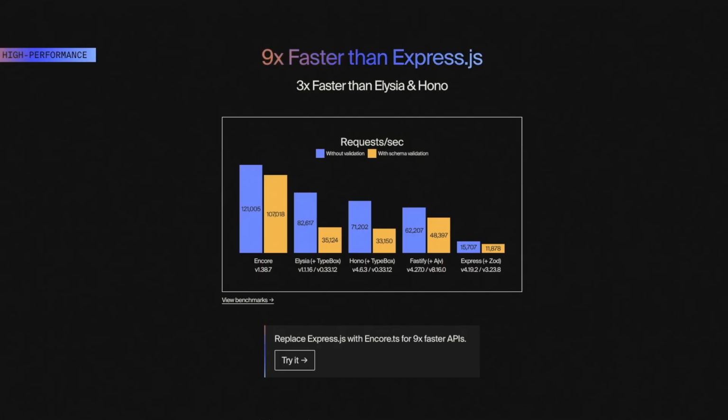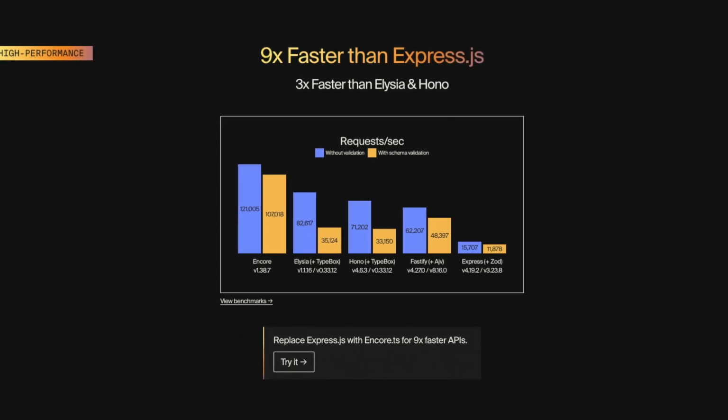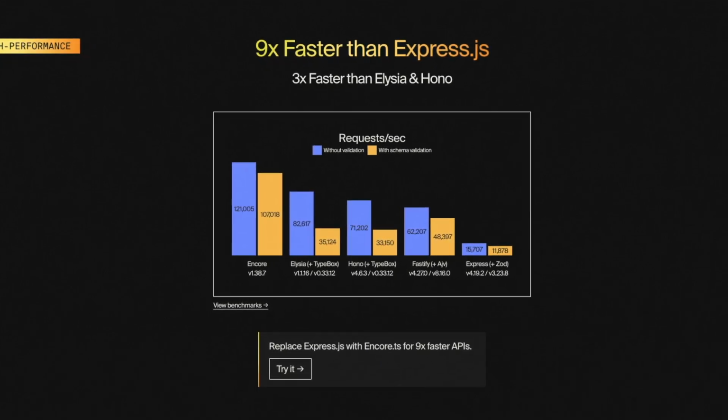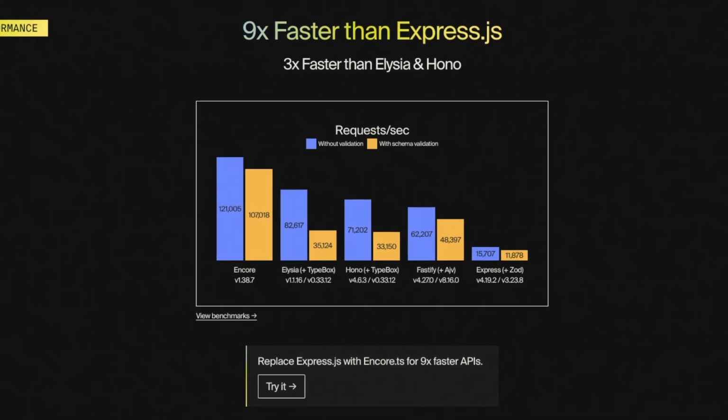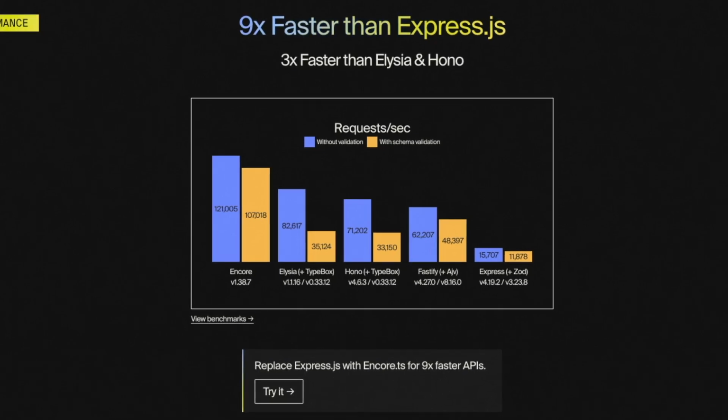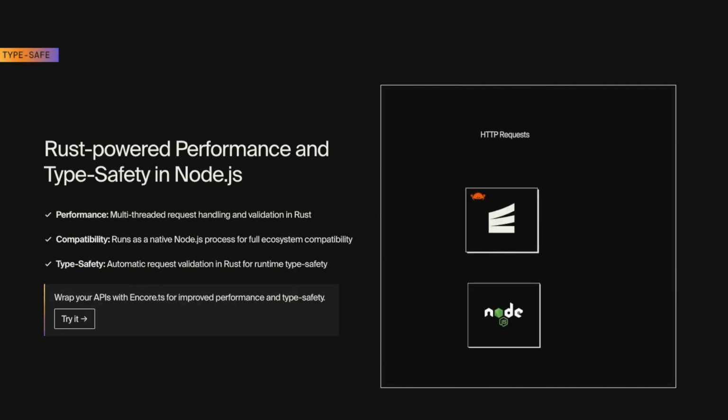So here you can easily see why Encore is 9x faster as compared to Express.js. Whether you're building with schema validation or without validation, the processing of requests is much faster with Encore.ts as compared to Express.js. Alright, so why is Encore so fast? That's because it's Rust powered performance, because it's using Rust in the background, and it's type safety in Node.js. So that actually makes applications built using Encore TypeScript more performant, compatible, and type safe.